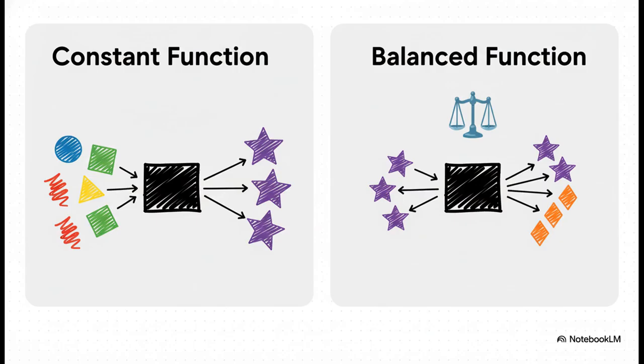And we know for a fact that this oracle is one of two things. It's either a constant function, super simple. Whatever you put in, you always get the same value out, like always a 0 or always a 1. Or it's a balanced function, which is split perfectly down the middle. Exactly half the inputs will give you a 0, and the other half will give you a 1. Our entire mission is just to tell these two apart.